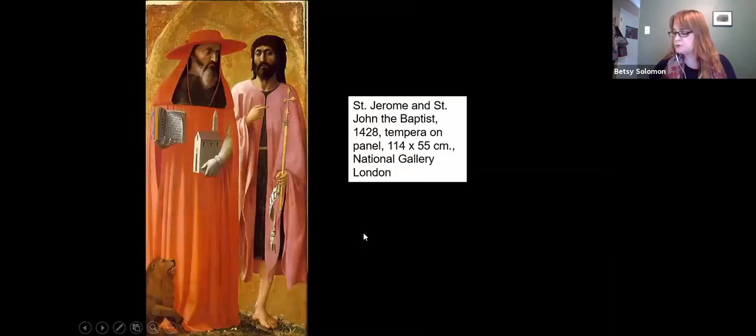Now, our last work of Masaccio is this one. And this is a painting of St. Jerome and St. John the Baptist. And my eye caught a question. What is the red stamp on the right?